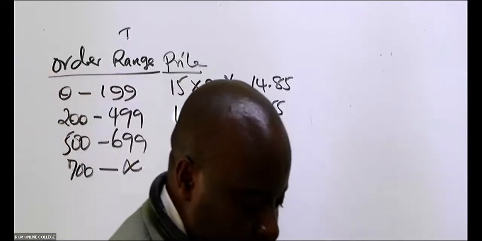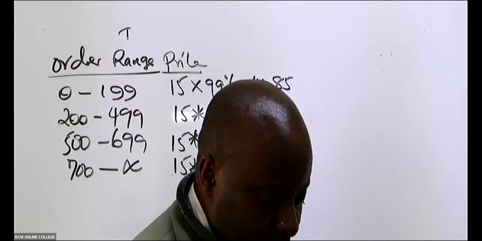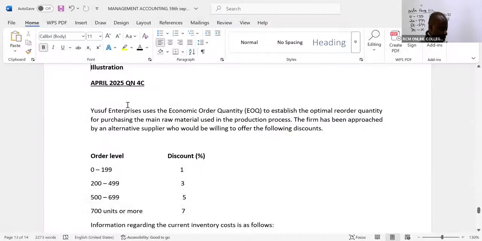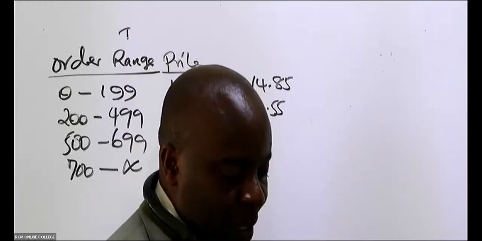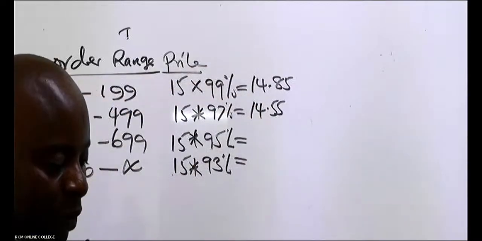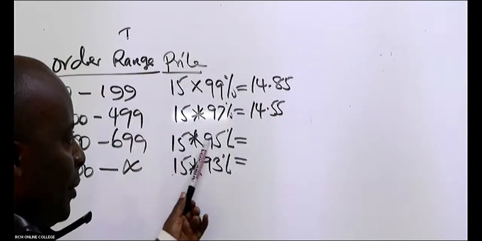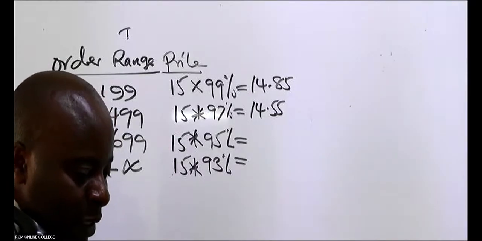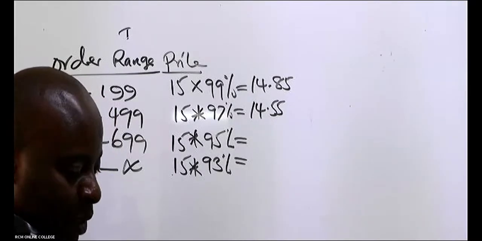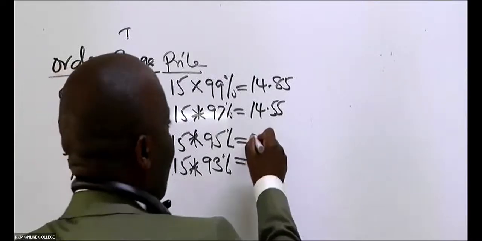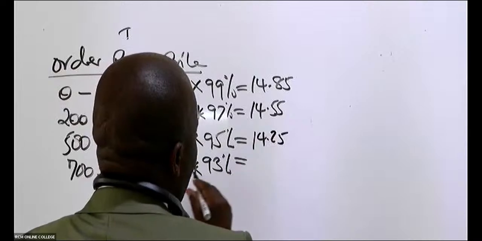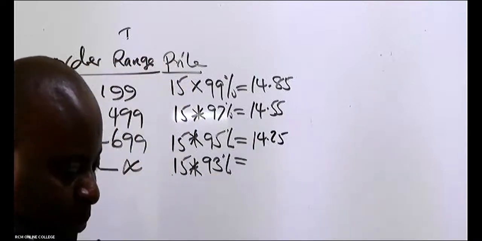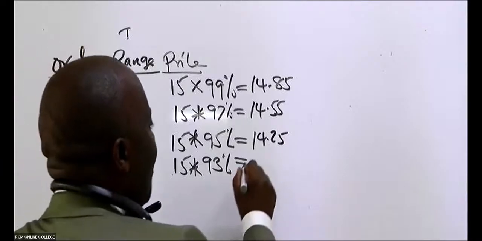Which question is this from, Joyce? This is April 2025, question number 4C. So then are you able now to give me all the other figures now that you have confirmed? 15 times 95%, that is the same as 15 times 0.95, 14.25. And then we have 15 times 0.93, we are getting 13.95.